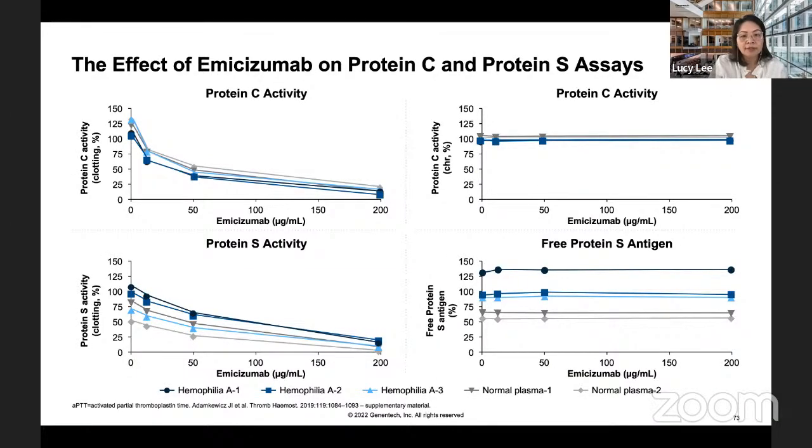And similarly, we see emicizumab interference effects on APTT-based protein C and protein S assays, and within the therapeutic range of emicizumab, what this translates to is a twofold reduction in protein C and protein S activity. However, if you use a chromogenic protein C based activity assay on the upper right, you see that interference is eliminated. And on the bottom, using an immunologic based measurement of free protein S antigen similarly avoids this interference effect.